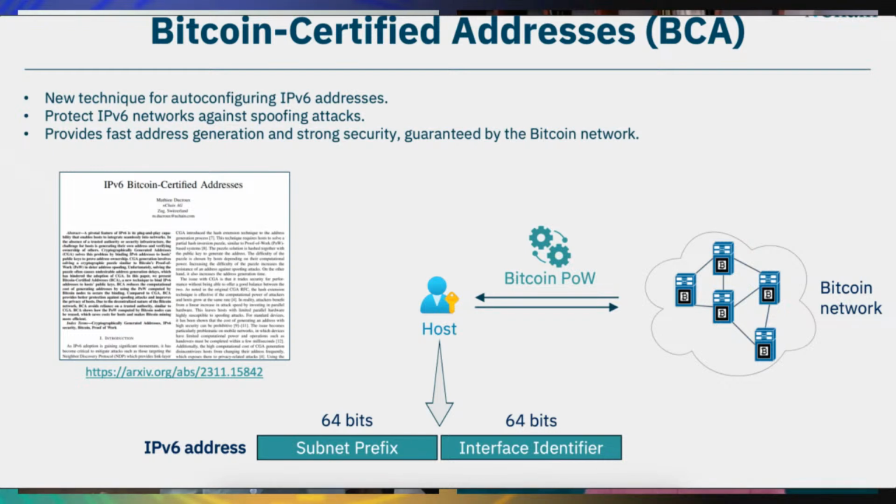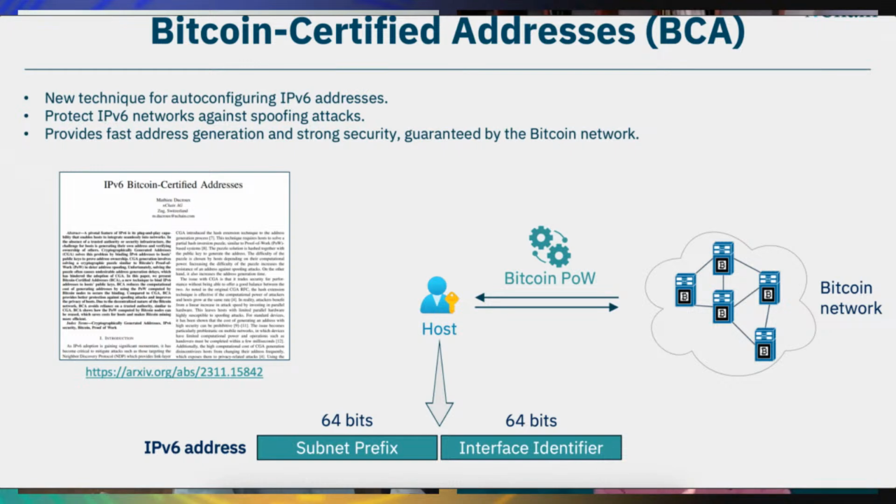So let me quickly go through how BCA works. If we want to explain BCA, we must first talk about CGA, cryptographically generated addresses, which is the technique from which BCA is derived. CGA is one of these techniques made possible by IPv6 and its larger address space. What it does is give a way for hosts to generate their own IPv6 addresses, and this IPv6 address is derived from the host public key. And this is good for two reasons.